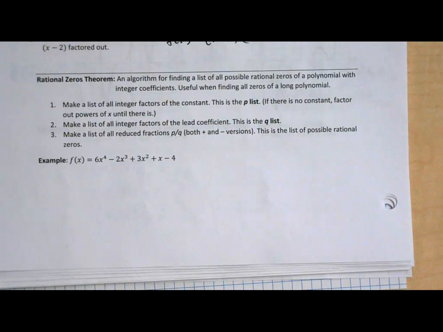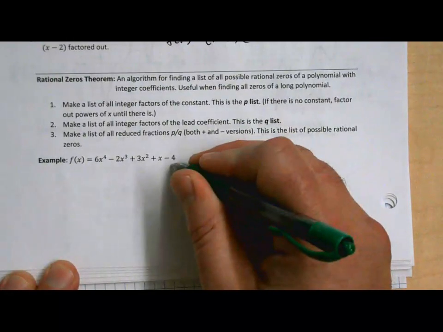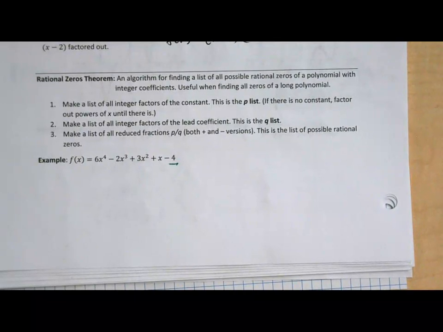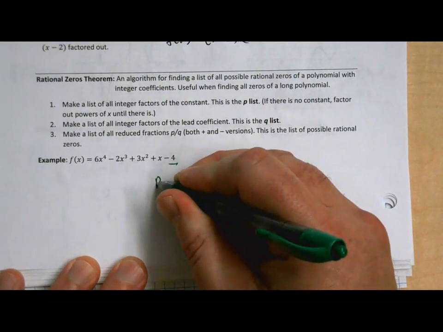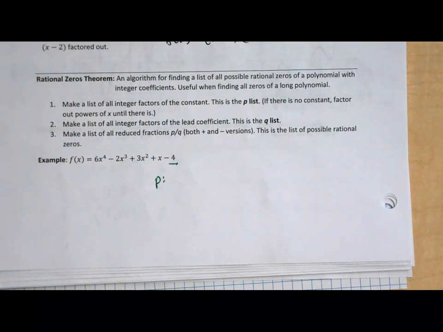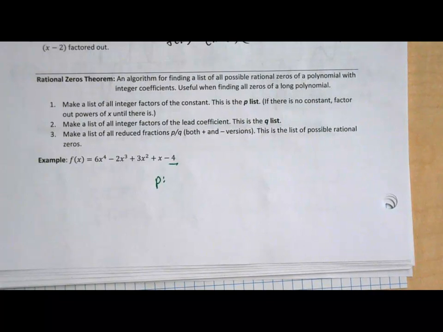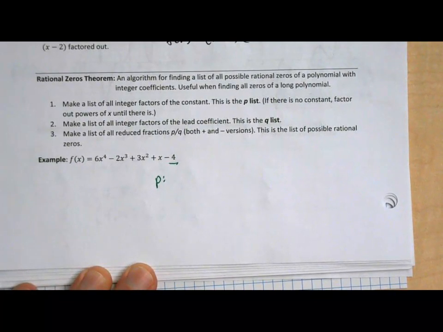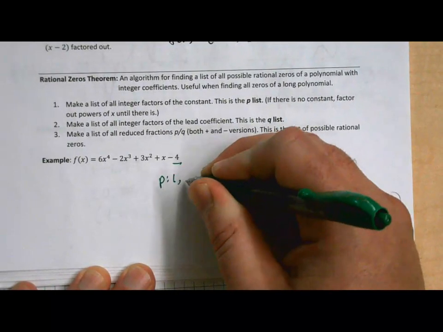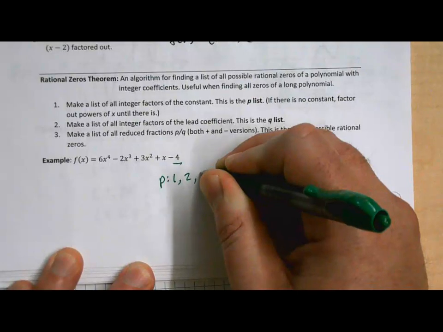We need some p-values and some q-values. Let me remind you. The p-values are going to come from your constant term. We ignore the sign on this when we do it. And they are all of the factors of that constant term. So my constant term is negative 4, but I'm just going to think about the 4, and I'm going to think about what integer factors I have for the number 4. It'll be 1 and 2 and 4.